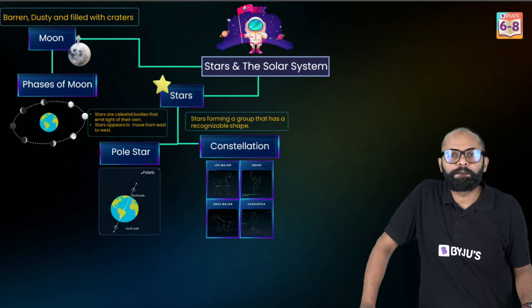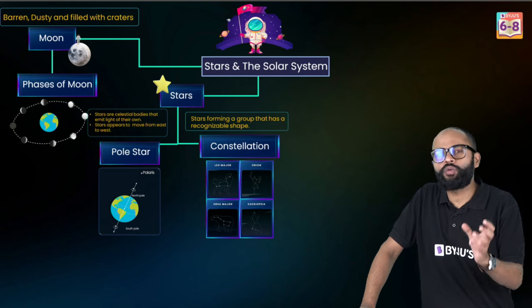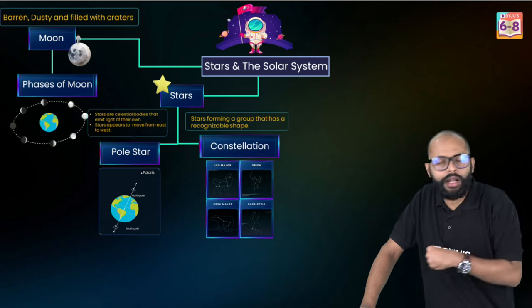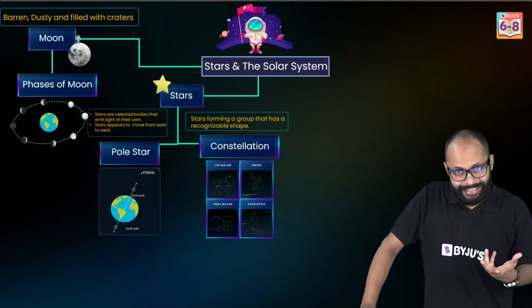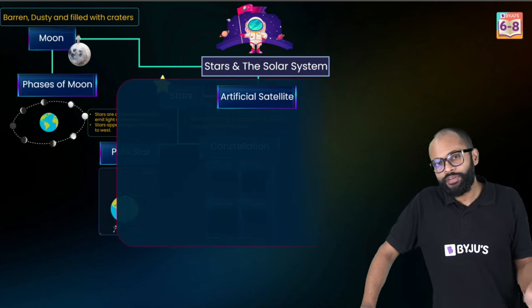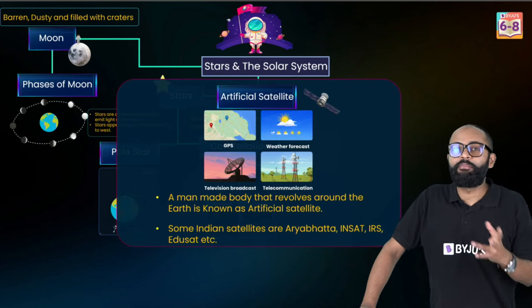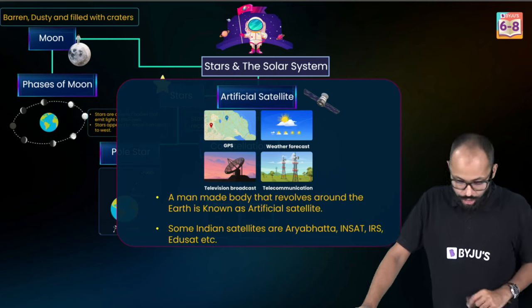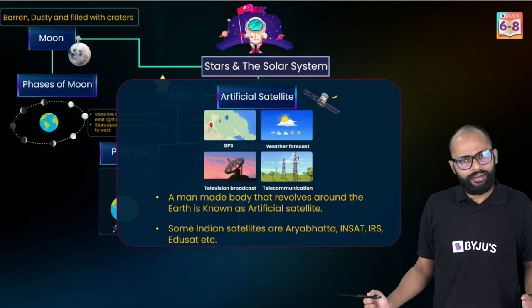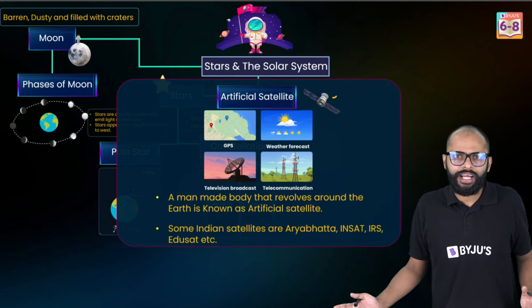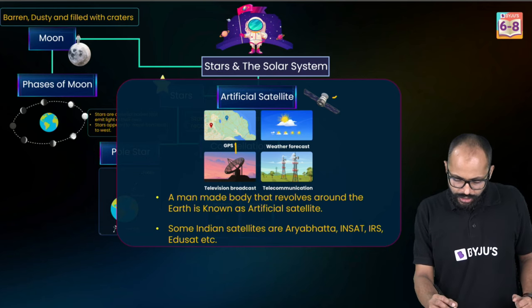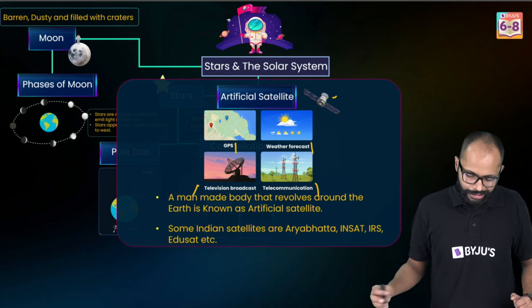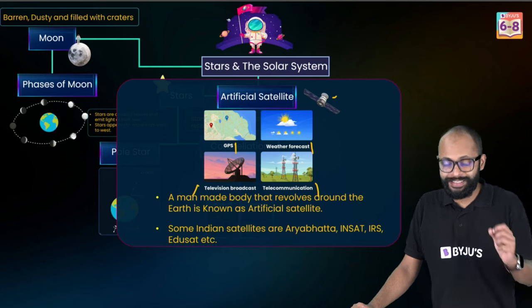Next is, what is moon? Bhai, moon is going around the earth. Hai na? It is revolving around the earth. It's a satellite. It's a natural satellite. But we also have satellites which are man-made. We call them artificial satellites, right? And they are responsible for a lot of things. They make our life simple. How? GPS, weather forecasting, television broadcast, telecommunication, all these are possible because of these satellites only, right?